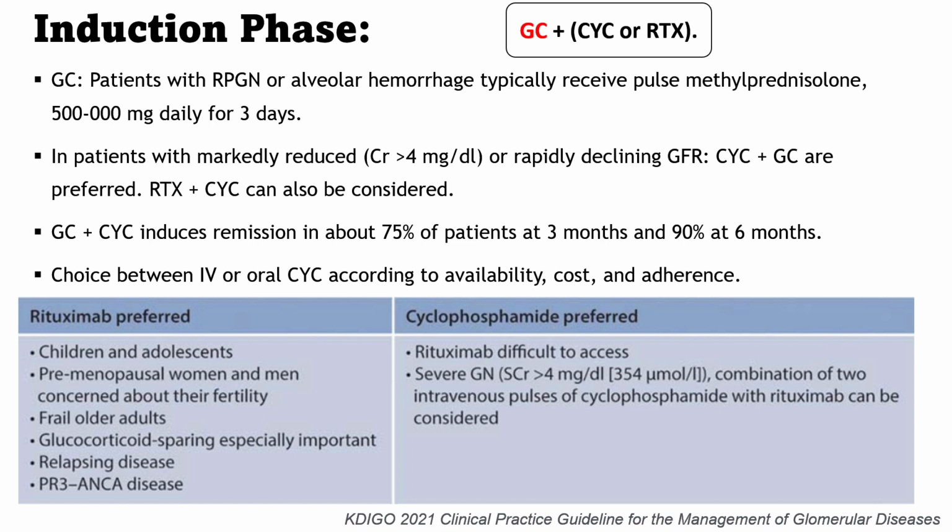But you can prefer cyclophosphamide if you have a patient with severe glomerulonephritis with serum creatinine more than 4. At this point, you can either use cyclophosphamide or you can combine 2 IV pulses of cyclophosphamide with rituximab.